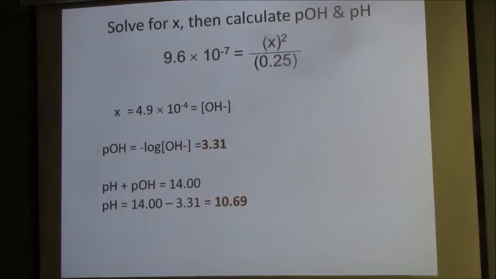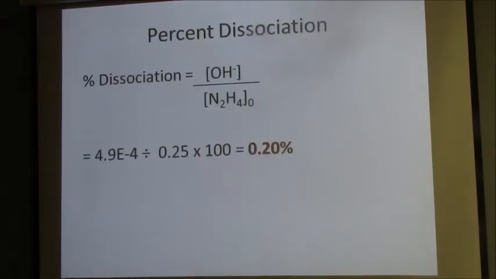And then now the problem asks, what's the percent dissociation? It's just the concentration at equilibrium over the initial amount. So there's my concentration of hydroxide at equilibrium. There's the initial concentration, and I multiply by 100. 0.2% is a reasonable answer, right? Because this is a weak base. So yes, you would expect these numbers to be small for percent dissociation. And there you're done.